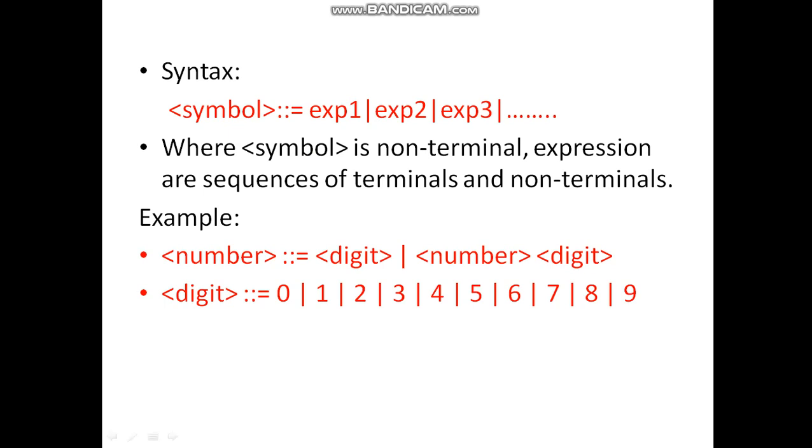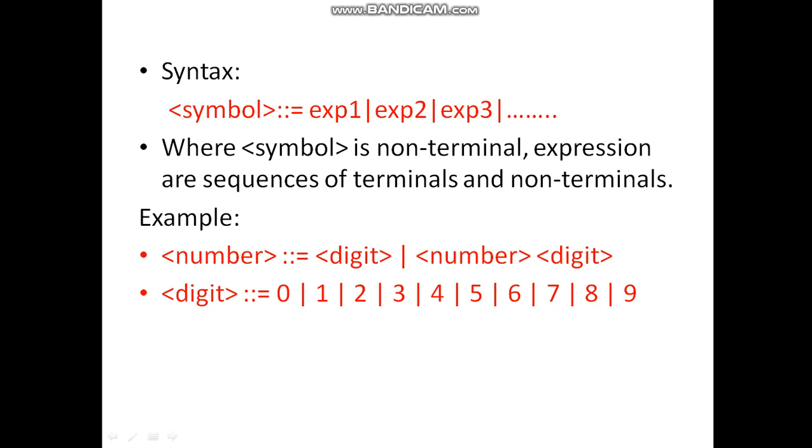Vertical bars are also used. These vertical bars can be read as OR: expression 1 OR expression 2 OR expression 3. In this notation, when we write a symbol within angular brackets, that means it is a non-terminal. These others are all terminals.